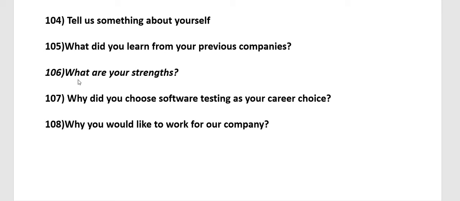Don't make the answer very lengthy, but you can state the strengths and then support them with an example of what you have done, like you have done your job and even helped your co-workers, something like that. Why did you choose software testing as your career choice?